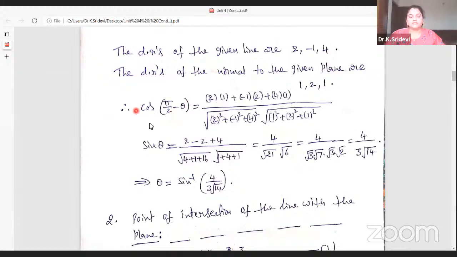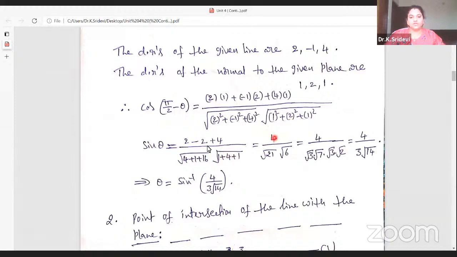So our required angle: cos (90 minus theta) is equal to a1 into a2, that is 2 into 1, plus b1 into b2, that is minus 1 into 2, plus c1 into c2, that is 4 into 1, divided by the square root of (a1 square, 2 square, plus b1 square, minus 1 whole square, plus c1 square, 4 square) into the square root of (a2 square, 1 square, plus b2 square, 2 square, plus c2 square, 1 square). Now simplify this. Cos (90 minus theta) is sin theta. This is equal to 2 into 1 is 2, minus 1 into 2 is minus 2, plus 4 into 1 is 4, divided by the square root of 4 plus 1 plus 16, into the square root of 1 plus 4 plus 1.